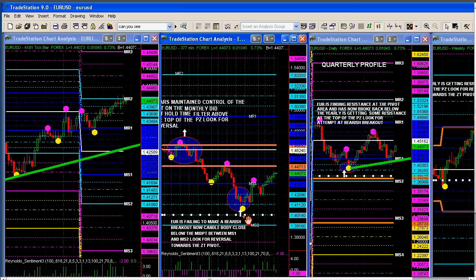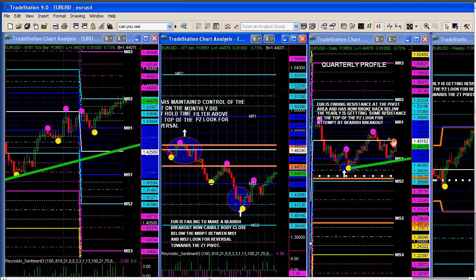We bought at the 141.581 area. The generation of the signal came from a failed bearish breakout on the monthly profile right here. And we told you our first target was going to be the pivot on the weekly, which is 143.7. That target has been hit, and the market has continued on through that. This trade is now currently up about 247 pips.